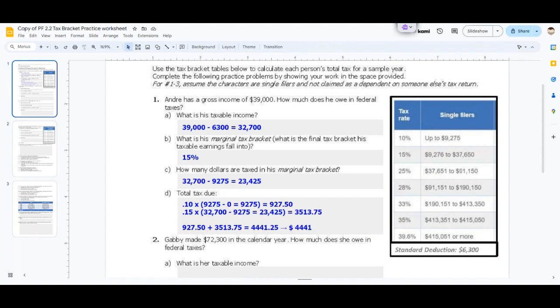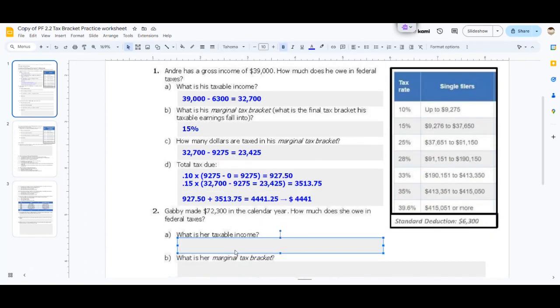Number two, Gabby made 72,300 in the calendar year. How much does she owe in federal income taxes? All right. So first, what is her taxable income? We're going to take the 72,300 minus her standard deduction of 6,300. All right. And that leaves us with $66,000. So even though she earned $72,300, only $66,000 is going to be subject to federal income tax.